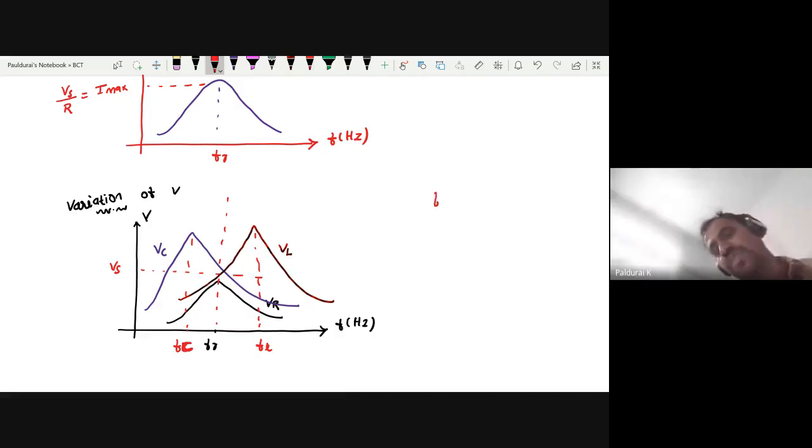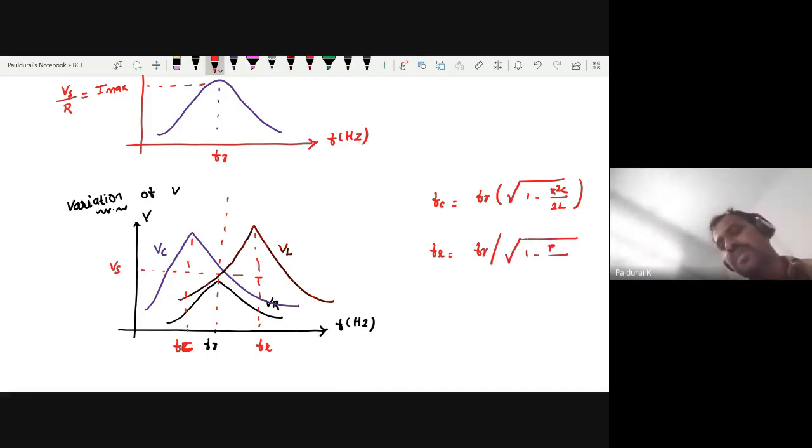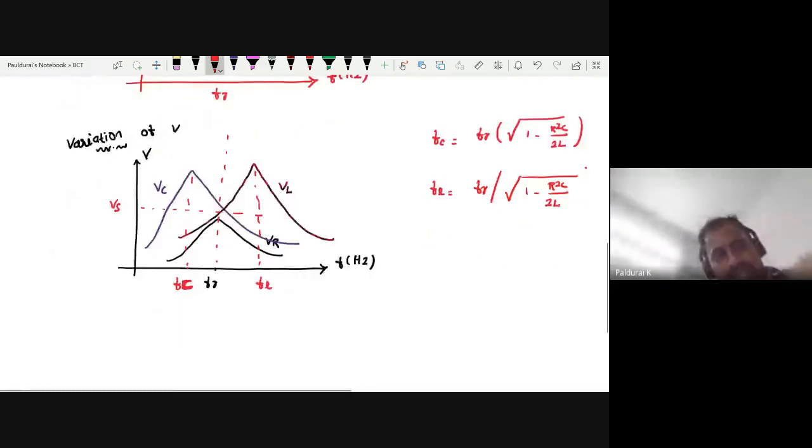What is the formula to calculate f of C? It is the resonance frequency multiplied by a factor, 1 minus R squared C divided by L, all under root. Then what is f of L? The same resonance frequency, this time divided by the same factor, 1 minus R squared C divided by L. So this is about the variation of voltage.